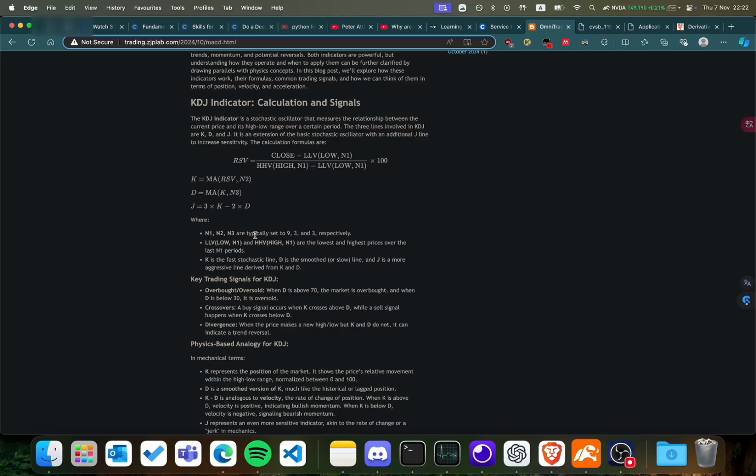approximate of the price value, named RSV, which is calculated using the latest close price of today minus LLV. What is LLV? It's the lowest low, HHV is the highest high, and n1 is a parameter. So basically it says today's close price minus the lowest price among these n1 days, divided by the highest high minus the lowest low in recent n1 days.